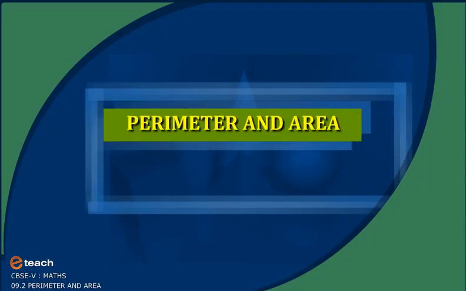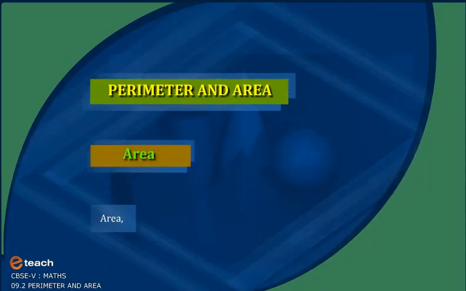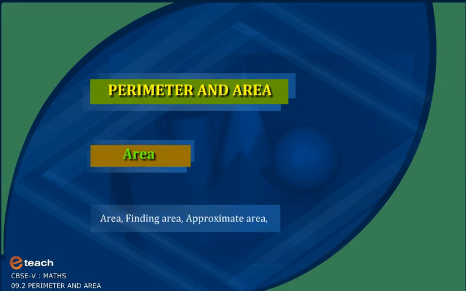Perimeter and area. Area, finding area, approximate area, area of a rectangle and square.